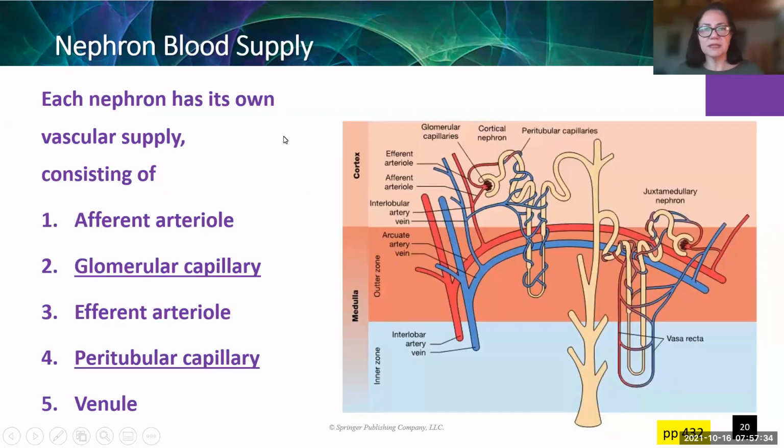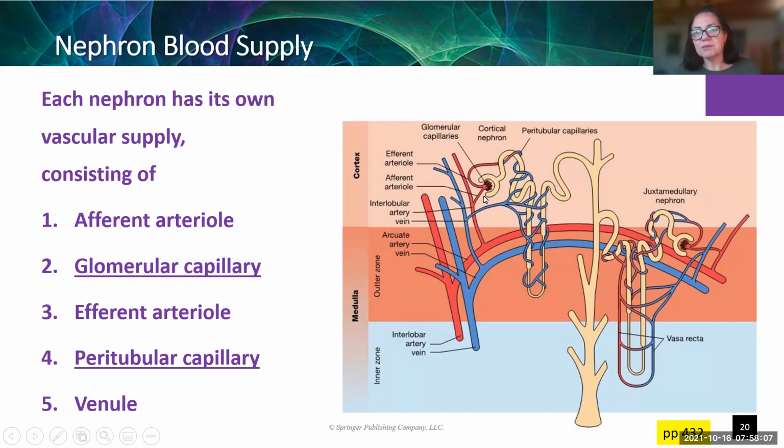I alluded to this, but let's spell it out. This is a nephron blood supply. This diagram is from our textbook. Let's take a look at here. There's the glomerular capillaries. There's an afferent arteriole. It's actually pronounced afferent, but that sounds so much like efferent that I mispronounce it so you can hear the difference. Afferent coming in and efferent going out.